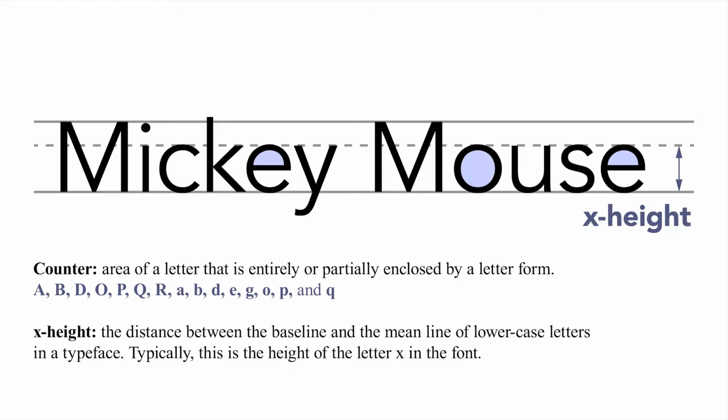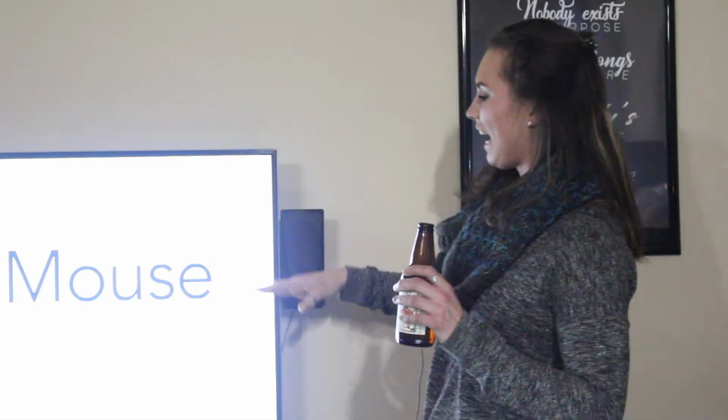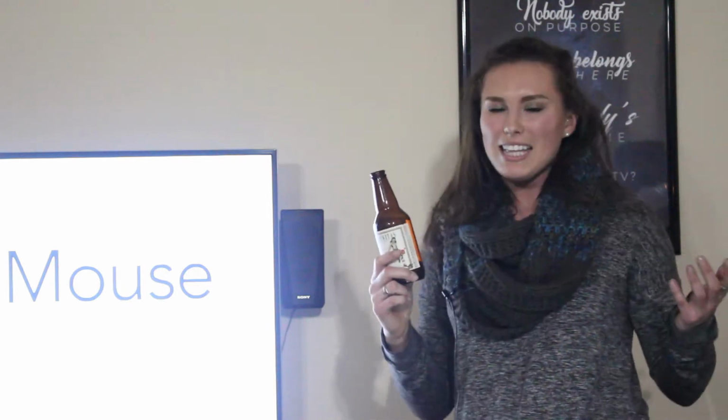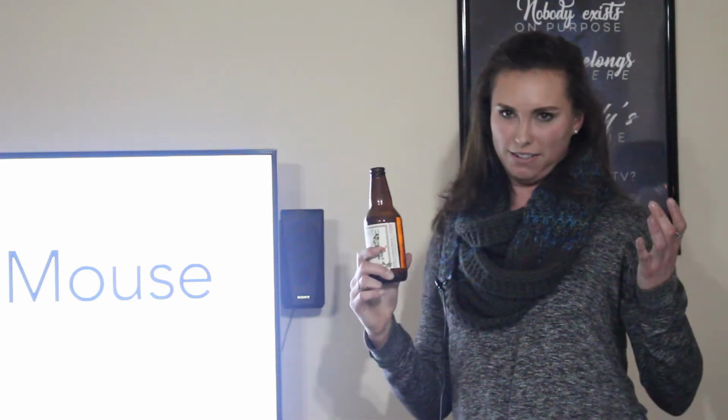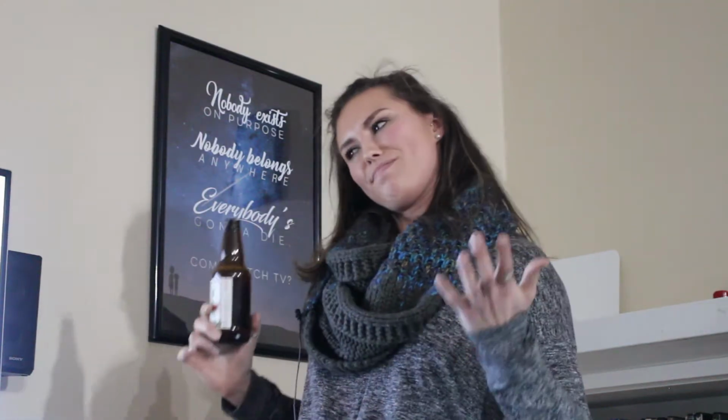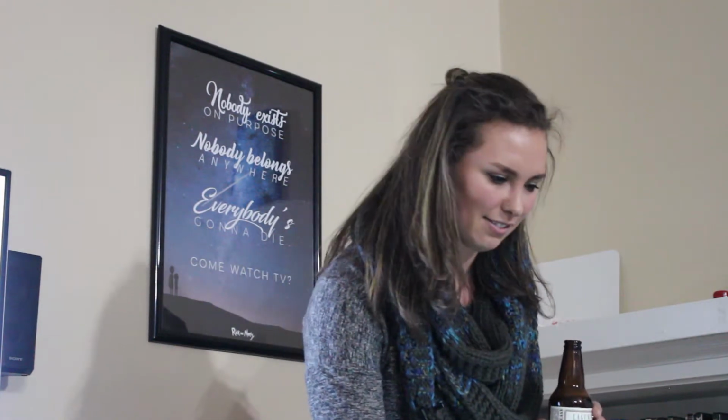So the idea is if you have bigger counters within that font and you have taller X heights, it's easier to read. So why is that? It's because the type is more open. There's the idea behind it. So generally fonts that have bigger counters in them and taller X heights are easier to read.